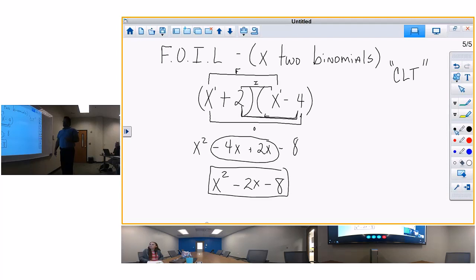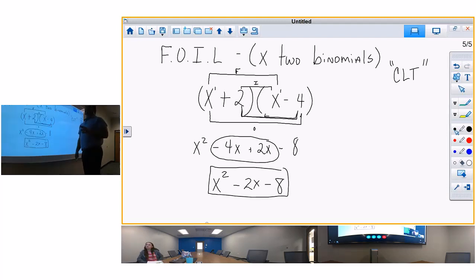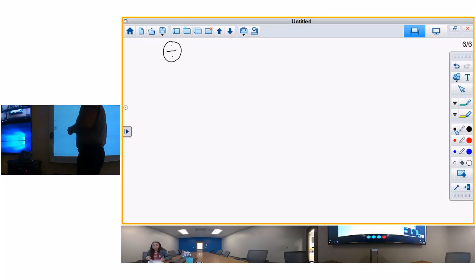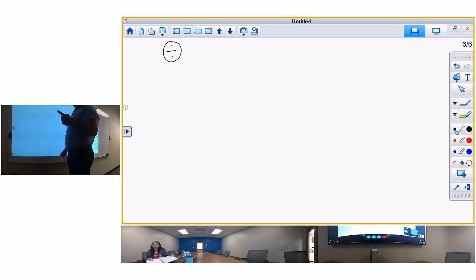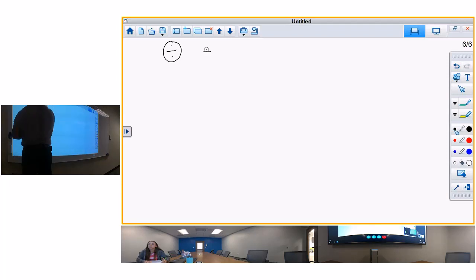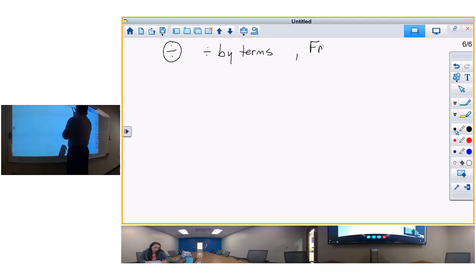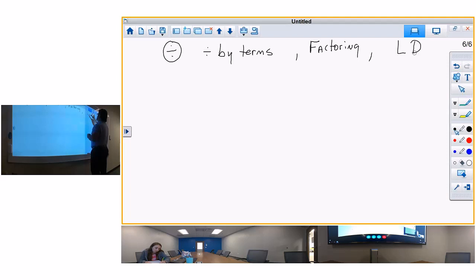Now, when you divide polynomials, there's two types of division. Well, really 3 types of division with polynomials. There's dividing by terms. Then there is factoring. Then there is long division.